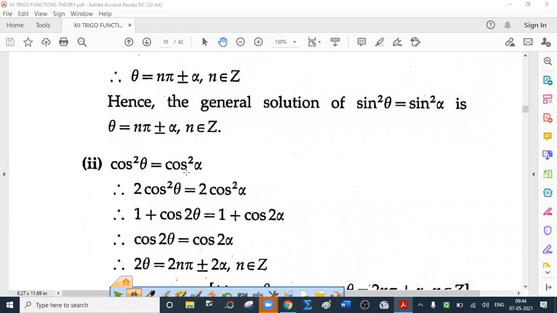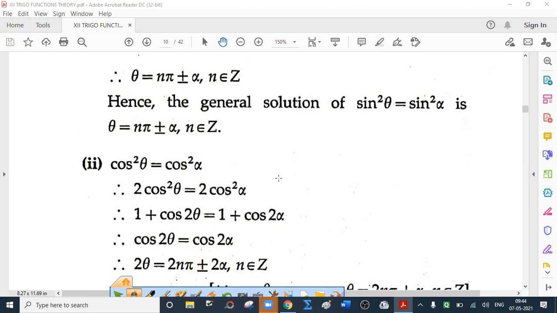For cos square theta equal to cos square alpha, same logic. 2 cos square theta is 2 cos square alpha. Add 1 to both the sides. But what is 1 plus cos 2 theta? I'm sorry, they haven't added that. They have used the result cos 2 theta is nothing but 2 cos square theta minus 1. So what is 2 cos square theta? 1 plus cos 2 theta. No problem.